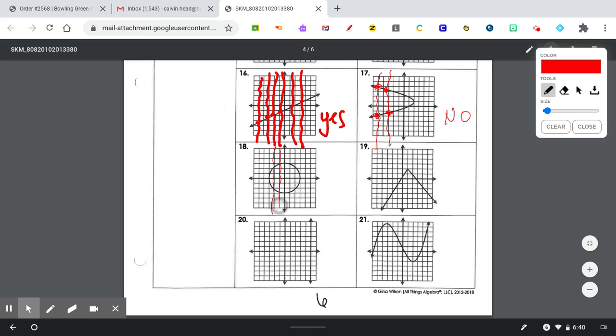This, when I draw that one line, it's hitting more than once, hitting twice. So that's a no. This one, it's only hitting once. Each line that I draw, it only hits one time. So that's a yes. This one, if I draw a line right through there, it's hitting every little point. That's a no. And then this one, it kind of looks like it might, but it doesn't. So that's a yes.